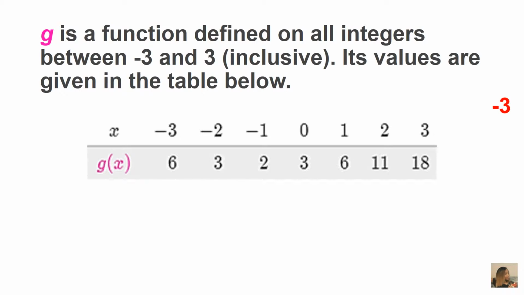g is a function defined on all integers between -3 and 3 inclusive. And just in case you're wondering what integers are, they're whole numbers that are not decimals and fractions. All right, so they're numbers like 3, -1, 0, 2. So those are pretty much examples that we can come up with that are used here.